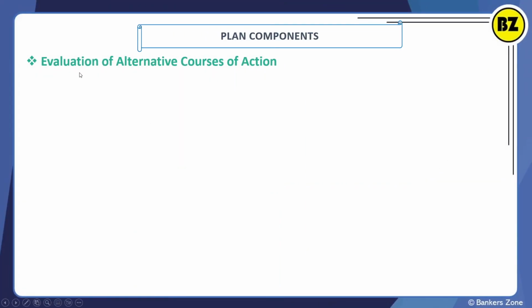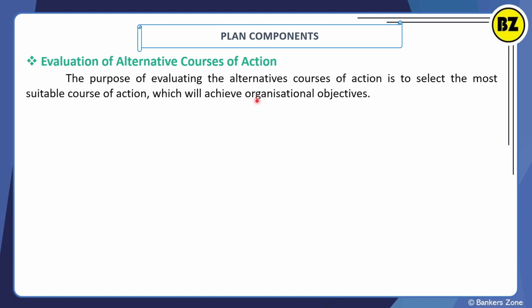Now evaluation of the alternative course of action means what? What alternatives do you have? Which alternative should you choose? Very easy.